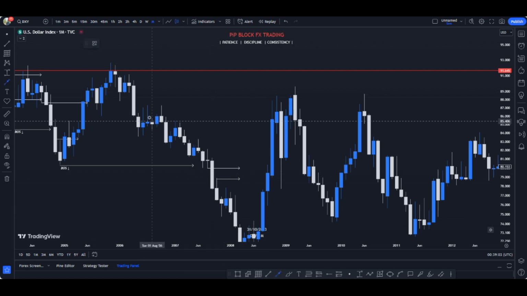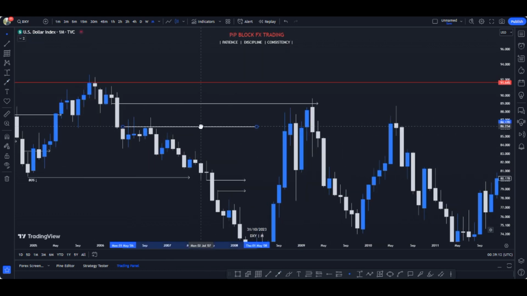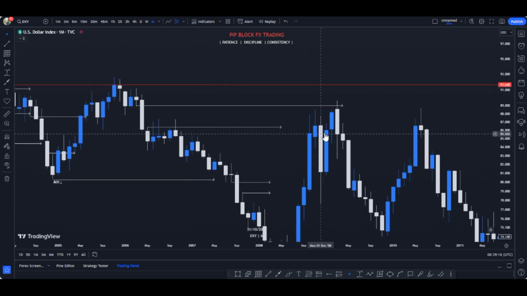Then we also had an imbalance right here. That market completely filled it. So look at this place. As I was saying, sometimes you may have price trading into an imbalance and then later coming into it again to completely fill it.